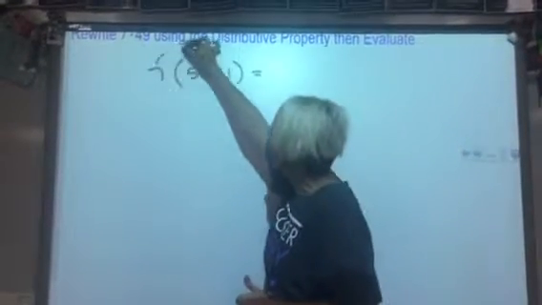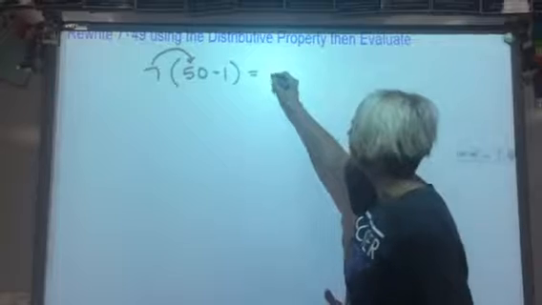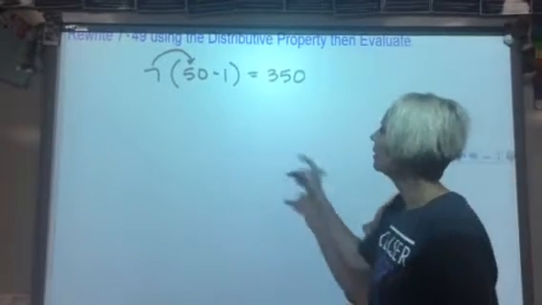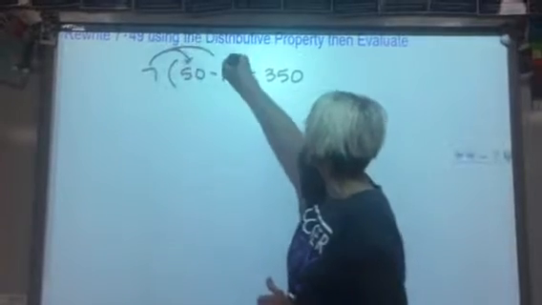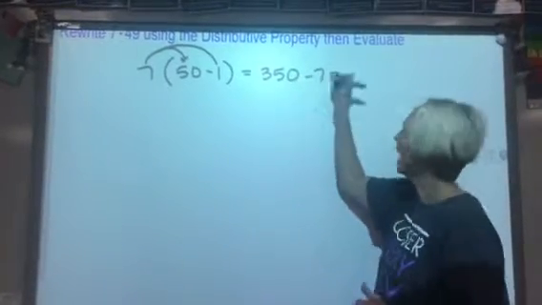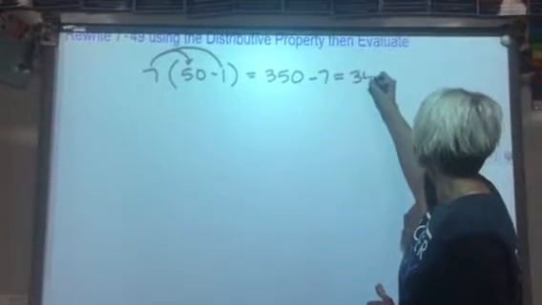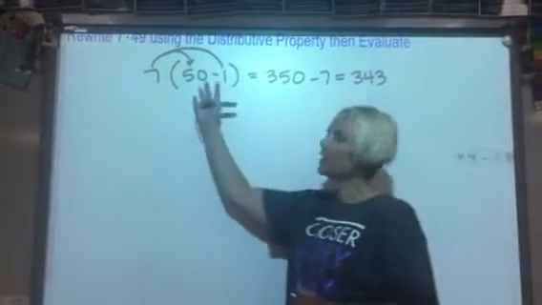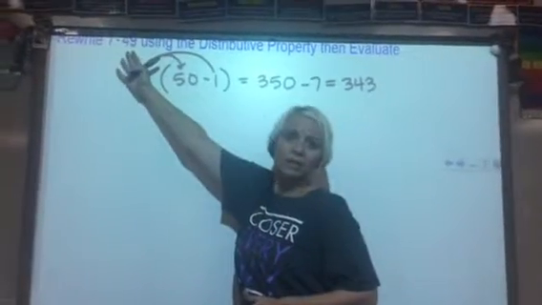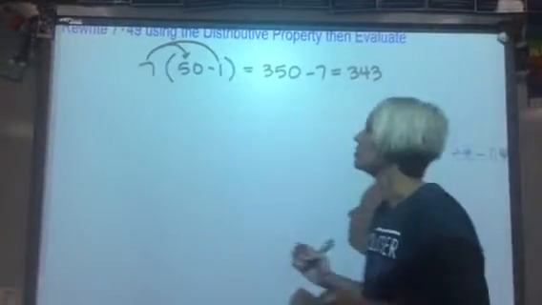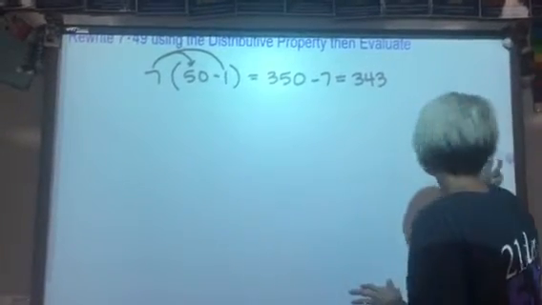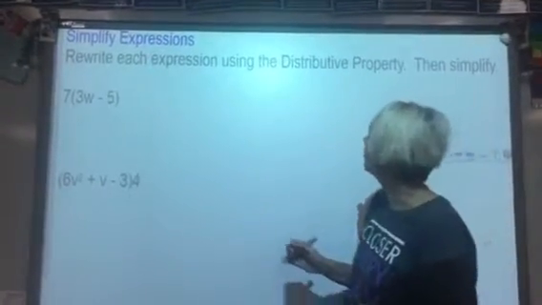So 7 times 50, you know that's 350, and you can use your calculator if you want to check my work, minus 7 times 1, which is 7. And when you subtract, you get 343. So we were able to just mentally solve something, 7 times 49, which would take maybe a calculator to solve. So using distributive property is a good way to show mental math. We can also simplify expressions.